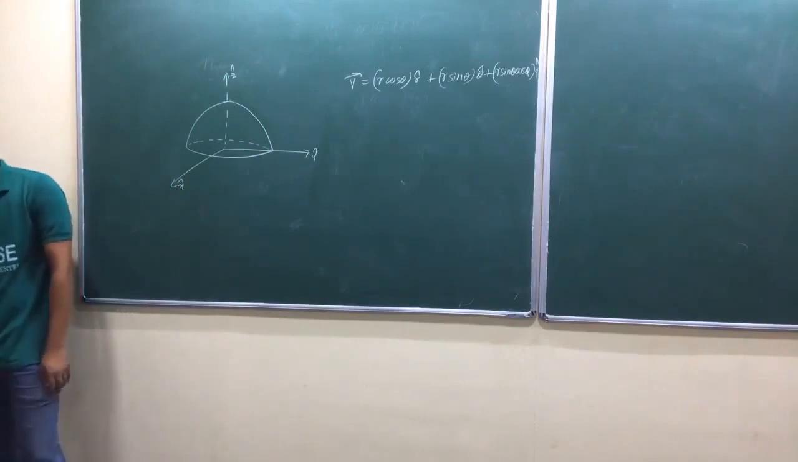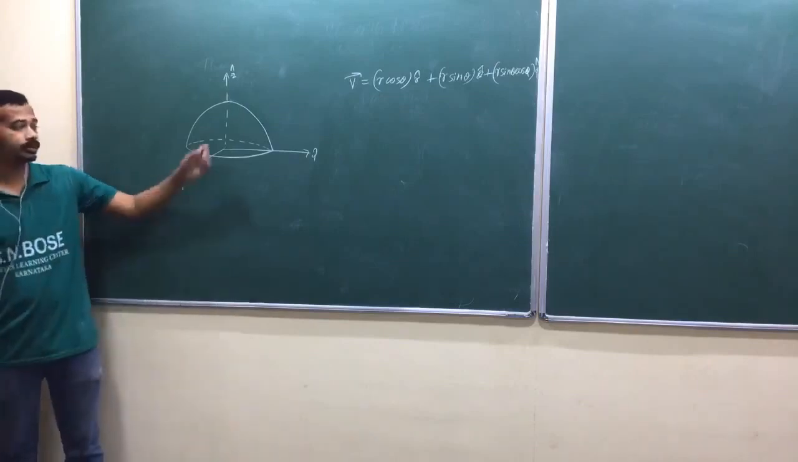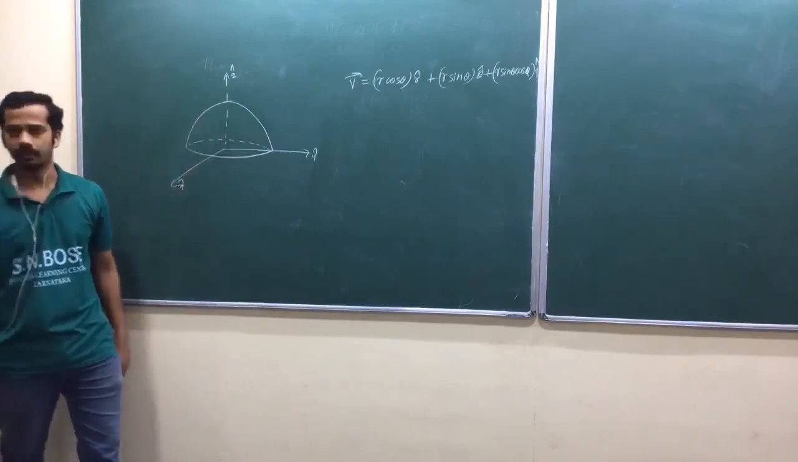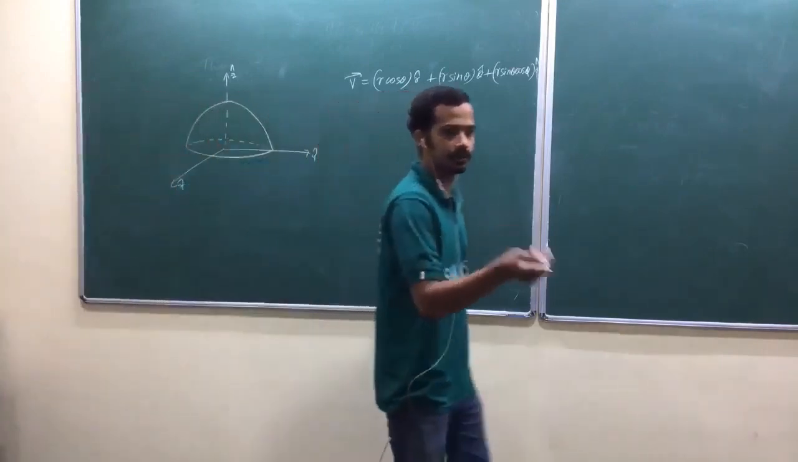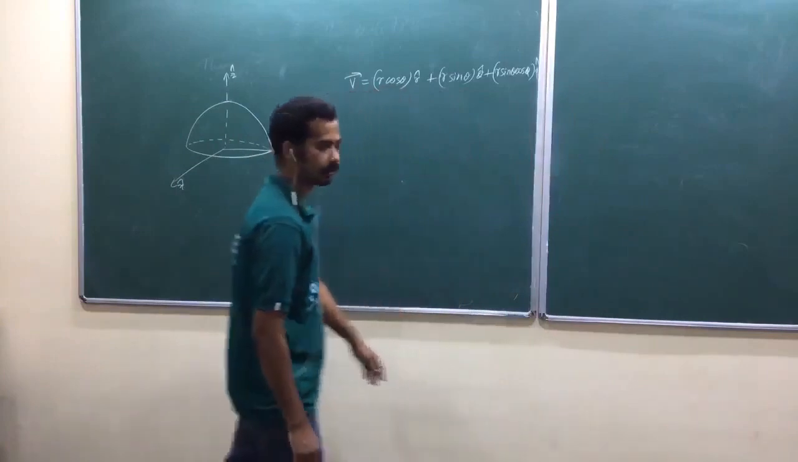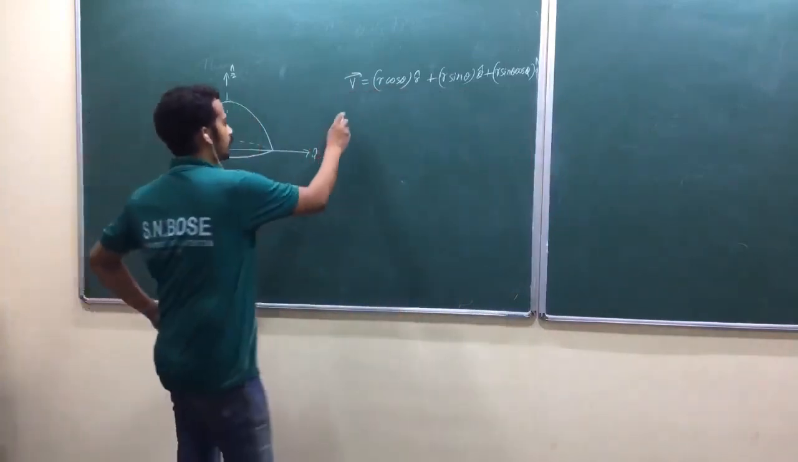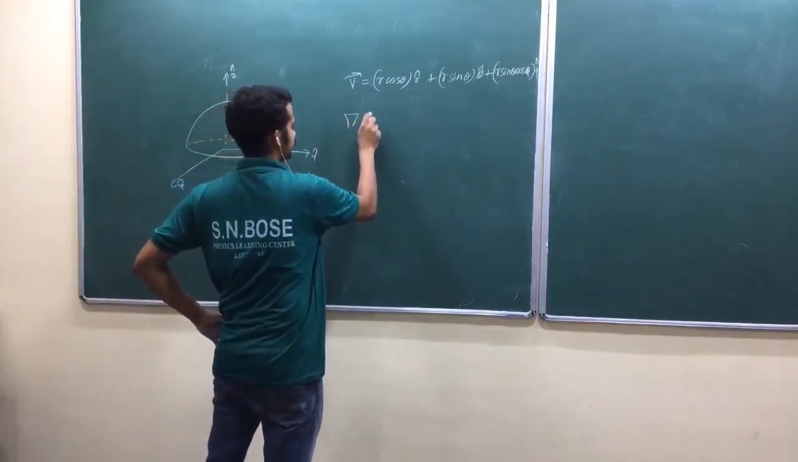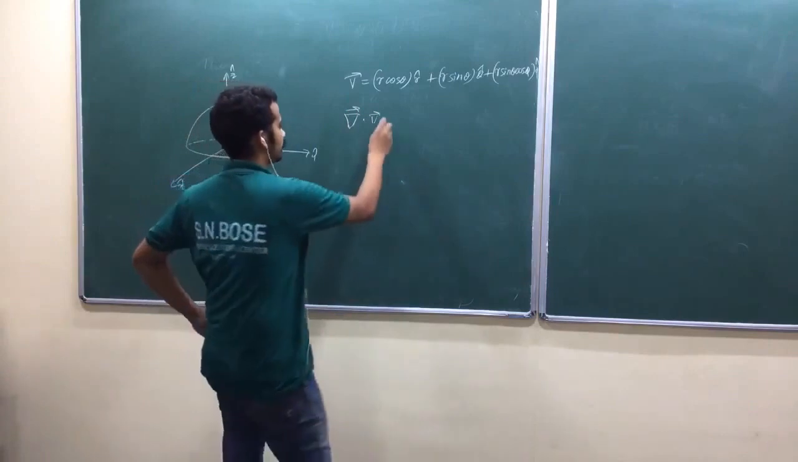Now he asked you to verify the Gauss divergence theorem for this surface and volume. Am I right? Gauss divergence theorem connects the volume integral to the closed surface integral. Now we shall do that one. So first thing is you have to take divergence. Am I right? So how do you take divergence?